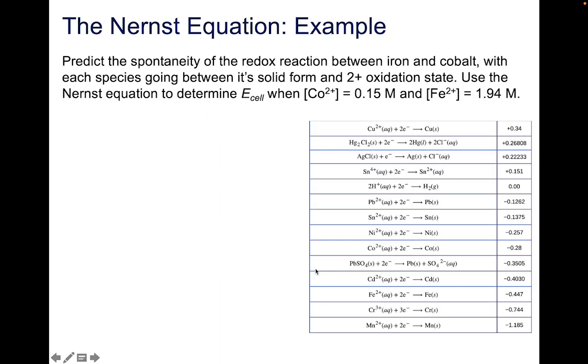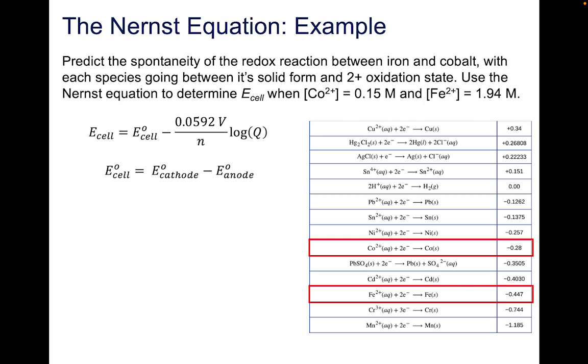Okay, so let's do an example here where I ask you to predict the spontaneity of a redox reaction between iron and cobalt, with each species going between its solid form and its 2+ oxidation state. Use the Nernst equation to determine E cell when we have a concentration of cobalt 2+ of 0.15 molar and a concentration of iron 2+ of 1.94 molar. Okay, so of course this question tells us to use the Nernst equation. So let's start there. We have our Nernst equation, and let's fill in what we know.